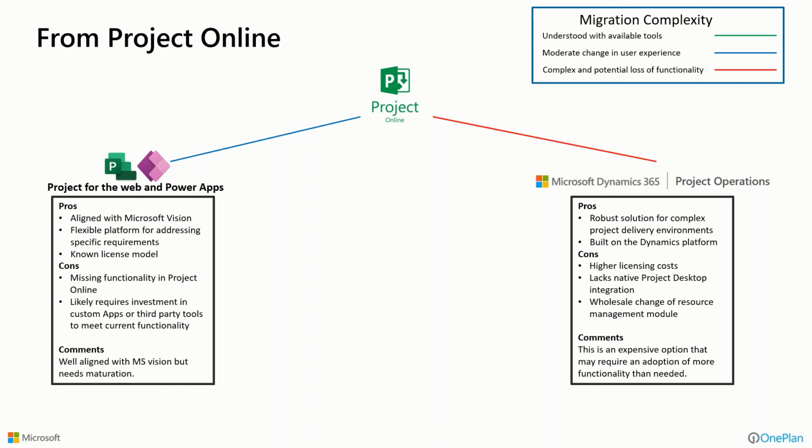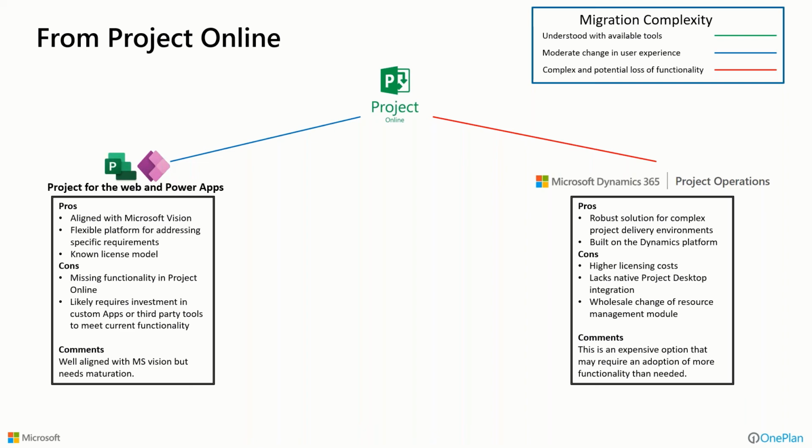Project Operations is there for organizations that have more, let's just say, needs in customer-facing and chargeback situations, where people have to capture time and do invoicing and a lot of those other things as part of the Dynamics platform. So it is an option for you if you fit that profile. But for the folks who are doing more traditional, say IT PPM and other traditional PPM, Project for the Web and Power Apps may be a better fit. The pros are it's aligned with Microsoft's current vision in Power Apps. It's a flexible platform, as Paul was showing, addressing specific requirements. And it's a known license model for you because you may already own those licenses.